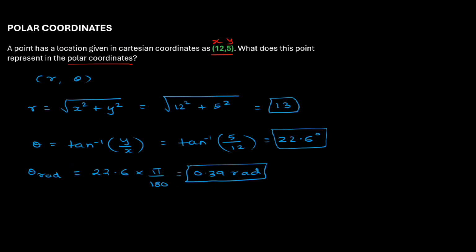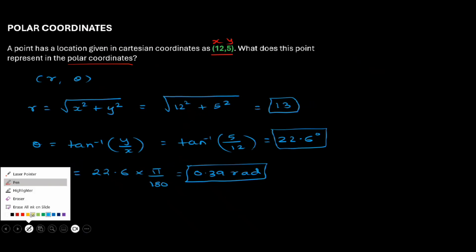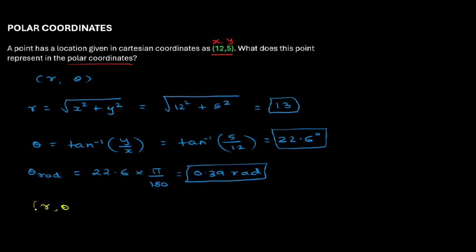You can also find the angle theta in radians using your calculator by changing the mode of your calculator from degree to radian. And that will give you the same answer. Then we write our final answer as r comma theta equals 13 comma 22.6 degrees, or the same thing you can write in radians as 13 comma 0.39 radian. So this is how you convert Cartesian coordinates to polar coordinates.